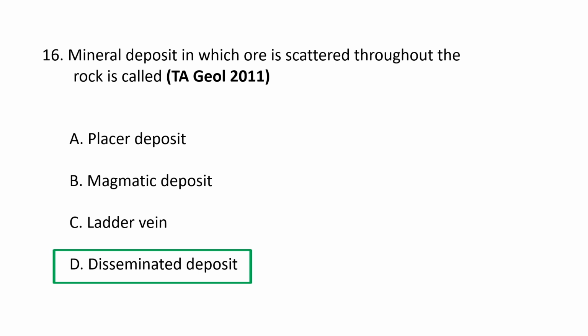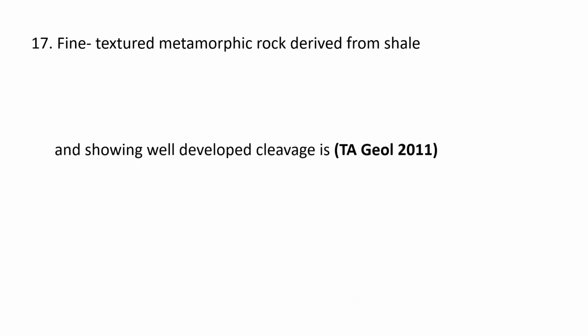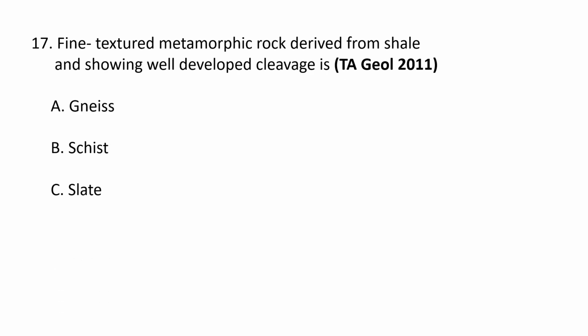Disseminated deposits are also a source of many valuable metals, including copper, molybdenum, gold, silver, and tin. So the correct option is D. Disseminated deposit.